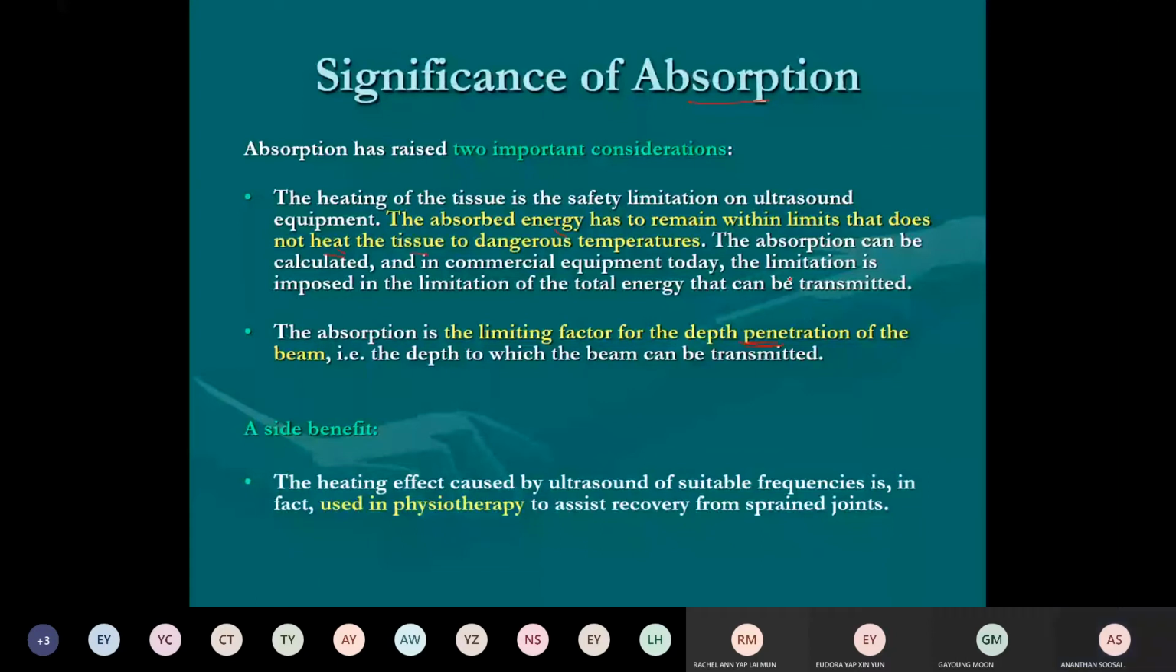But this gives a side benefit for us. In physiotherapy, if you have a sprained joint, they use ultrasound on the joint so that it recovers faster. The energy absorbed by the joint seems to help it recover faster, and it is used by physiotherapists. So this is the significance of absorption. The more absorbed, the more heat rises in the tissue. Tissue can be damaged, but very rarely.